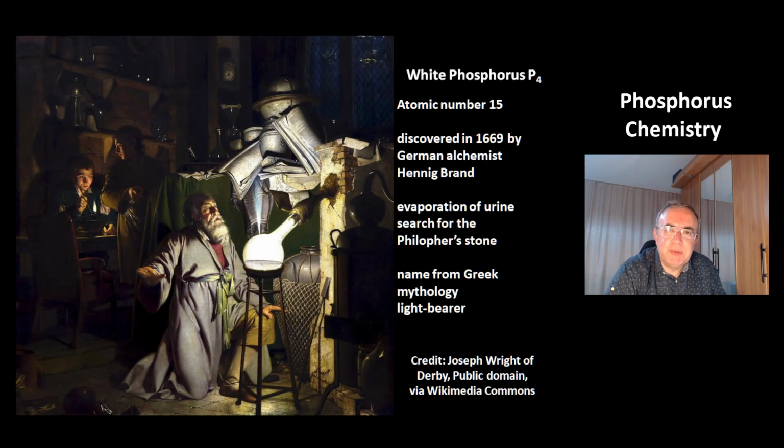Welcome to today's video about the chemistry of the element phosphorus. This is a nice painting of German alchemist Henning Brandt. Phosphorus has the atomic number 15. It was discovered in 1669 by Henning Brandt. During that time, he was experimenting with evaporation products of urine because he was searching for the philosopher's stone. And the name of the element phosphorus comes from the Greek word for light bearer.